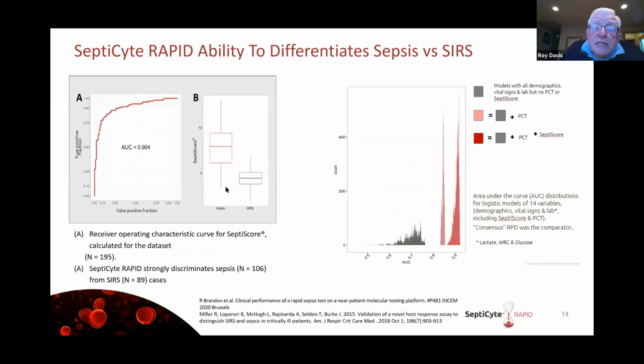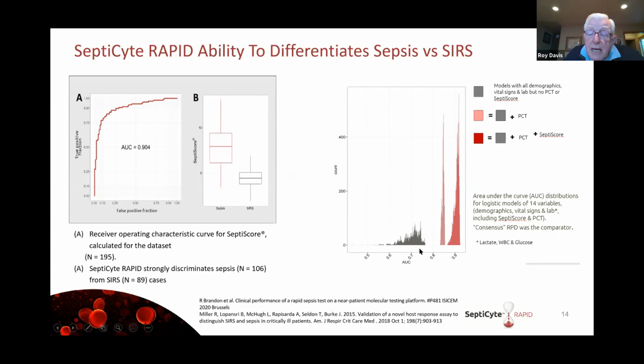Septicite Rapid's ability to differentiate sepsis versus SIRS is clearly shown in these two diagrams. On the left here is a ROC AUC curve comparing the diagnosis of sepsis versus SIRS with an area under the curve correlation of 0.9. Next to that is a box whisker plot that shows clear differentiation between SIRS versus sepsis using Septicite Rapid. 195 samples were evaluated with 106 cases of sepsis and 89 cases of SIRS.